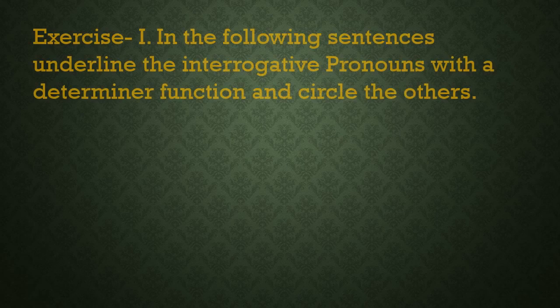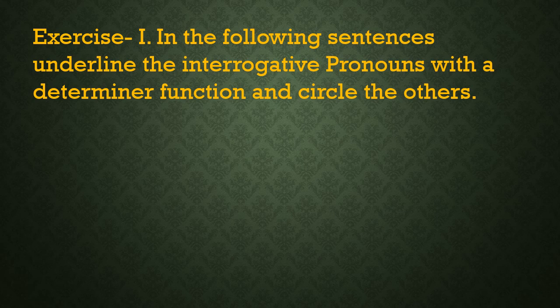Exercise I. In the following sentences, underline the interrogative pronouns with the determiner function and circle the others. So, what do you have to do? You have to underline the interrogative pronouns that you all know, as we have already done in the previous question, by writing who, whom, whose, which, and what. But here the job is different. Children, you have to underline the interrogative pronouns only if they are written with a determiner. Otherwise, you have to circle.